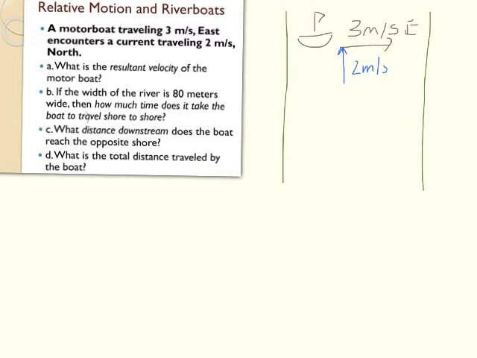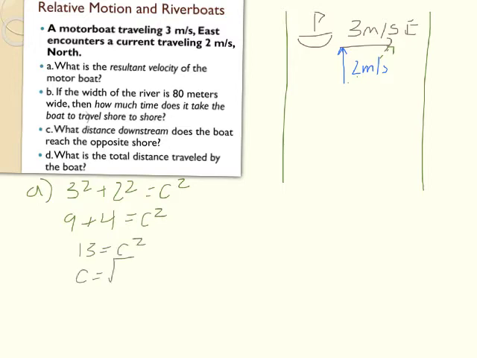So, first question is, what is the resultant velocity? That's the easy part. That's just taking our two vectors and finding their resultant. Alright, so for A, we're going to have 3 squared plus 2 squared equals c squared, or 9 plus 4 equals c squared, or 13 is equal to c squared, and c equals the square root of 13, which is 3.6. So that's 3.6 meters per second, and then hopefully you are saying northeast. Okay?